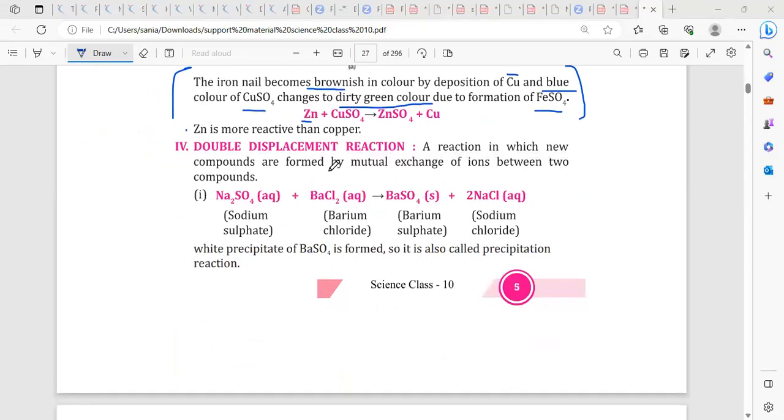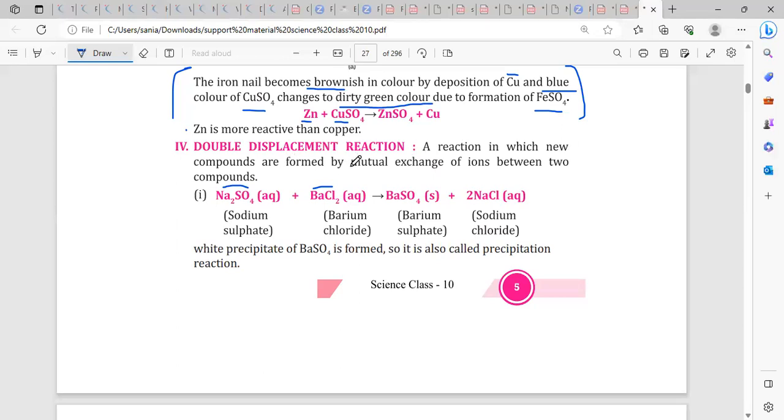Now coming to double displacement. So over here, what is happening? Earlier, there was one single person and two people, right? Now there are two people here and two people here. Now what they will do is exchange partners.